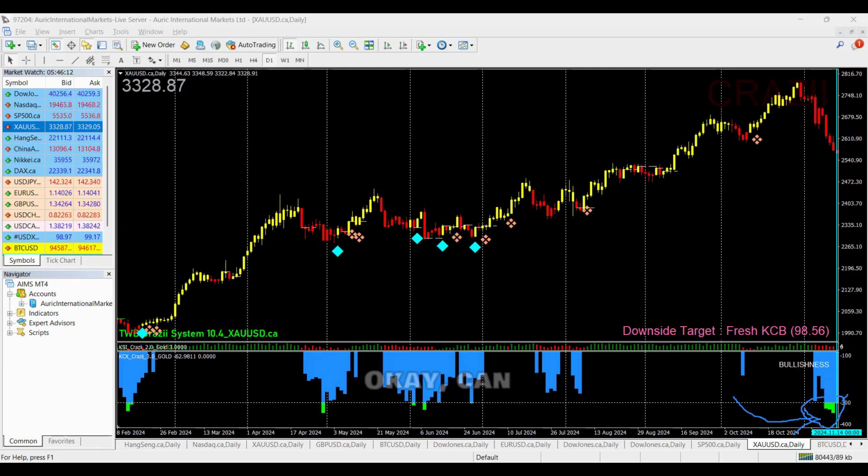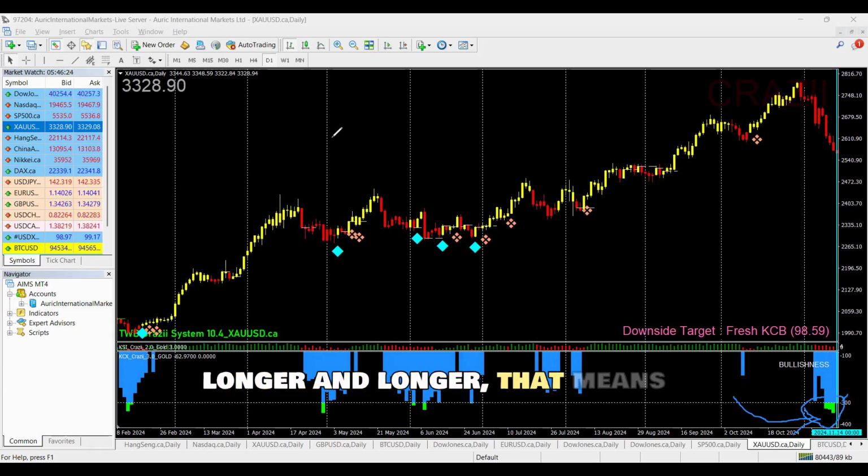Okay, can you see that? Okay, so when the price is coming down and the KCX is still declining and the green area gets longer and longer, that means the selling is still continuing, but we are almost near to the end of the selling. Almost to the end, yeah?